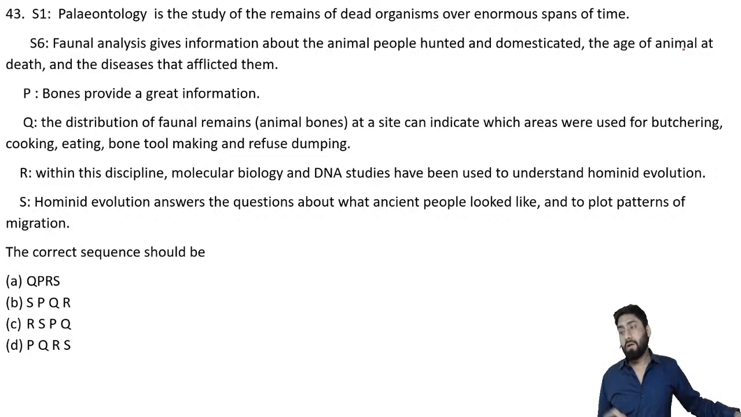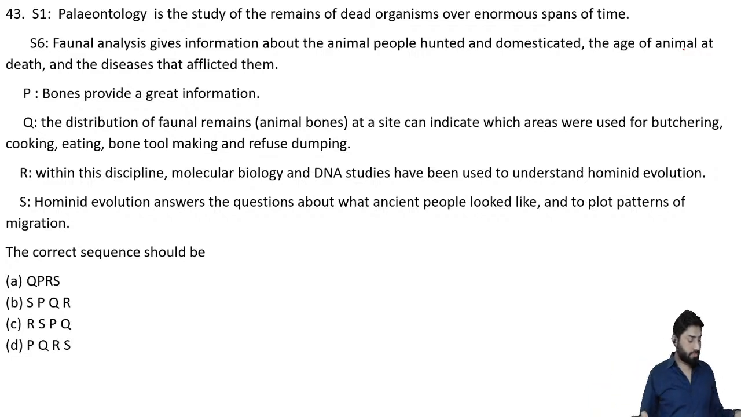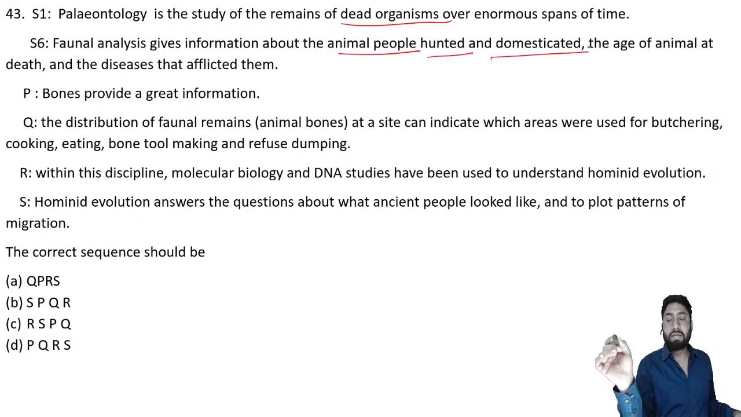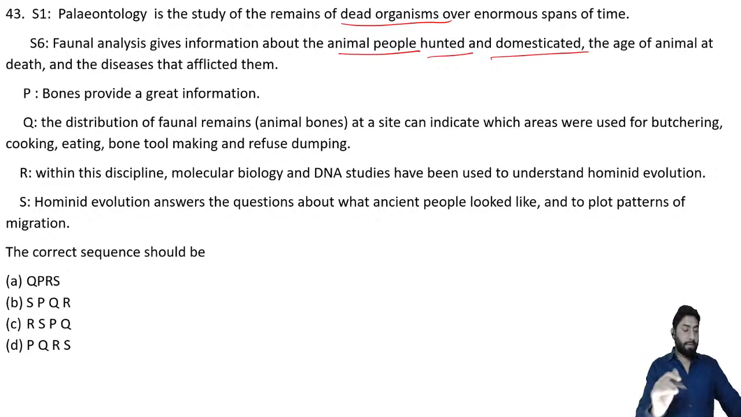Anyway, next. Coming back to 43. So 43 is typed well. If there is any problem in the typing, you can immediately point it out. So paleontology is the study of the remains of the dead organisms over the enormous spans of time. And S6 is faunal analysis gives information about the animal people hunted and domesticated, the age of animals at death, and the diseases that afflicted them. Now, so we have the options. Bones provide a great information.